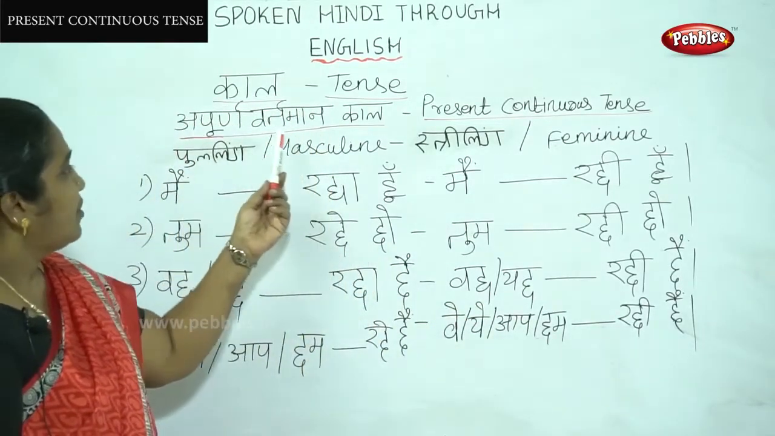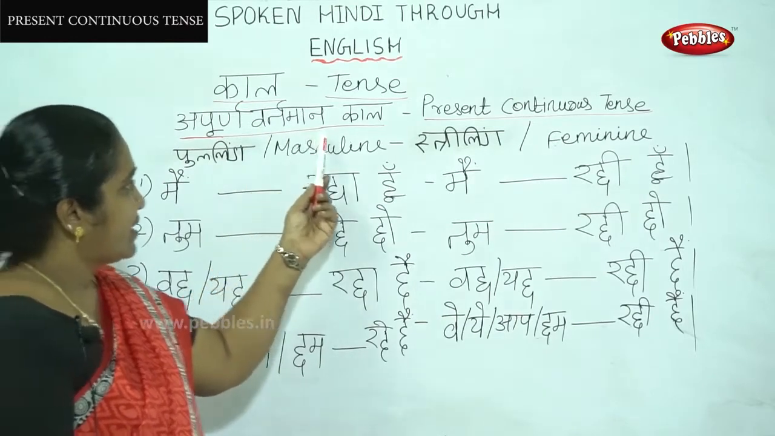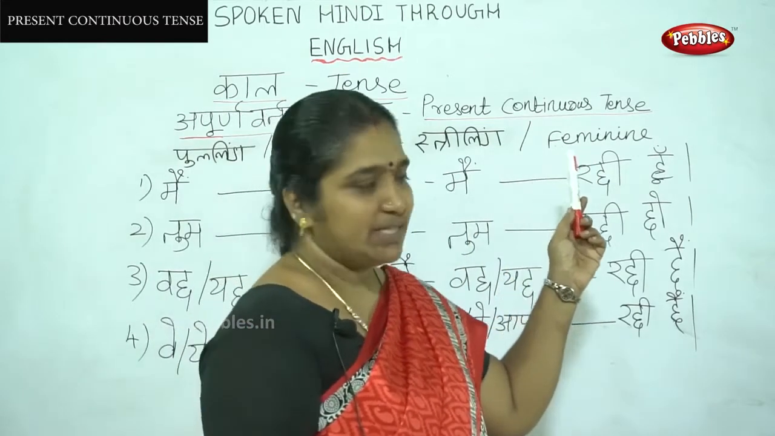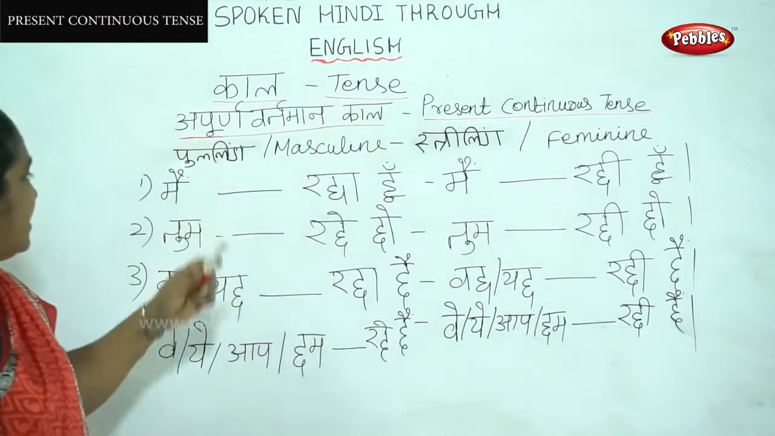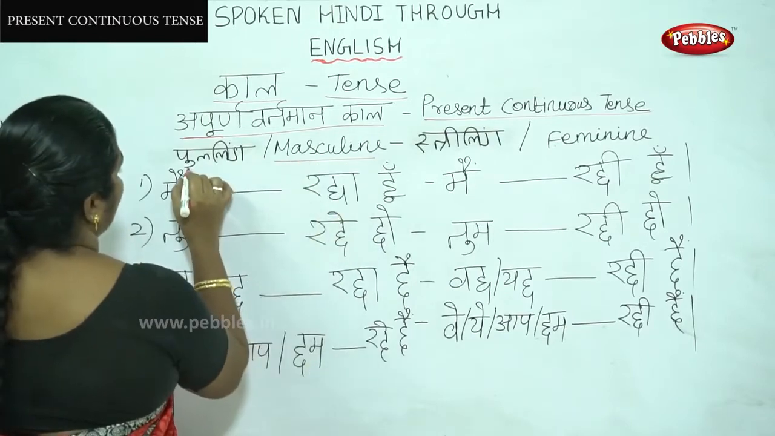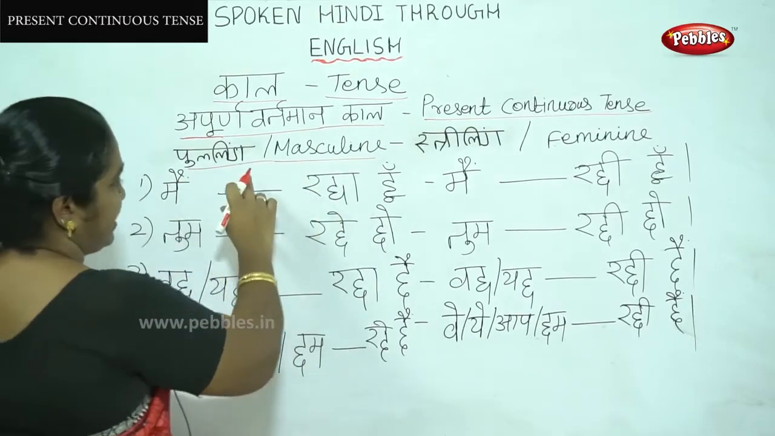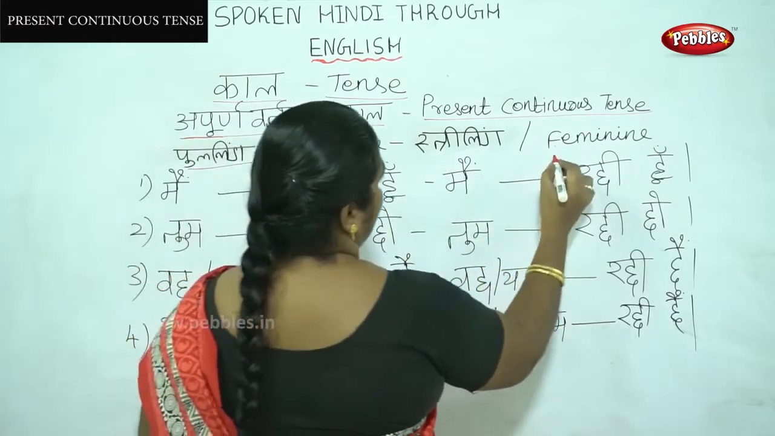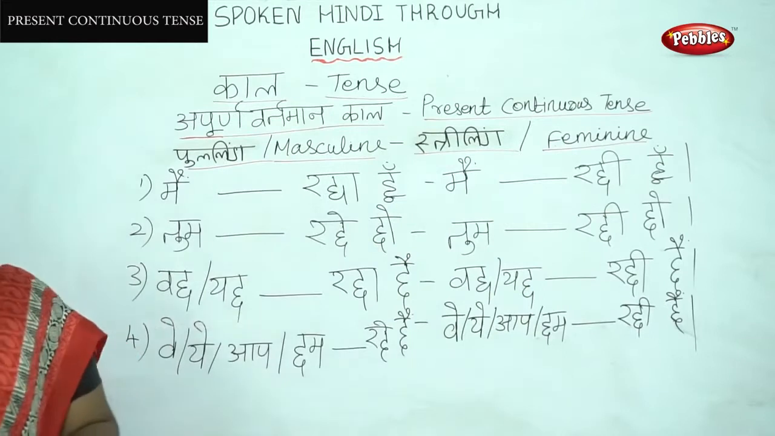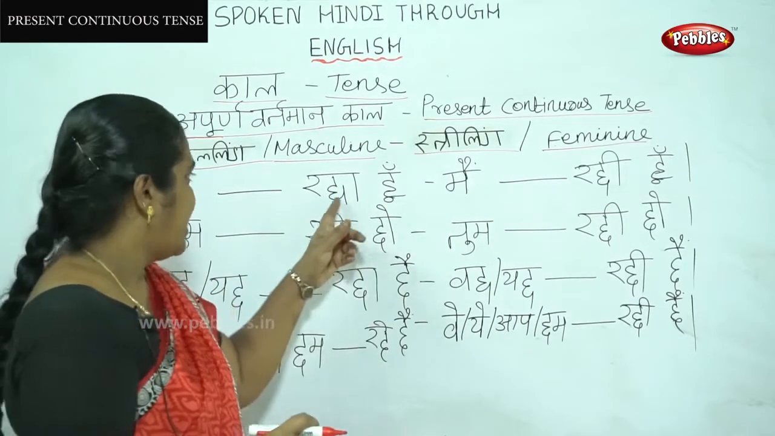Here, apurna vartaman kal means present continuous tense. Here, masculine means pulling, and at the same time, feminine means striling.